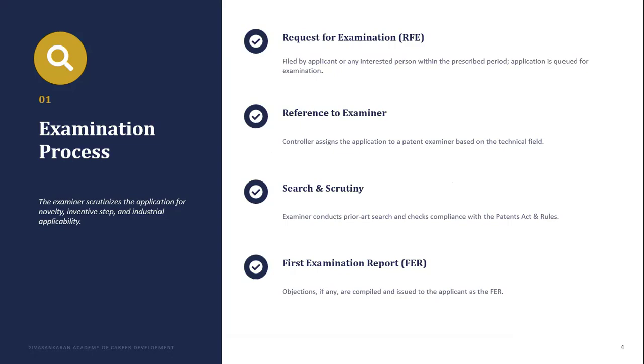The examiner conducts a prior art search and examines the application for compliance with the applicable provisions of the Patent Act and rules. After completing the examination, the examiner may identify objections or requirements. These objections are compiled and communicated to the applicant through the first examination report. Therefore, the first examination report should not be viewed simply as a rejection. It is an important communication from the patent office that identifies issues which the applicant needs to address during prosecution.